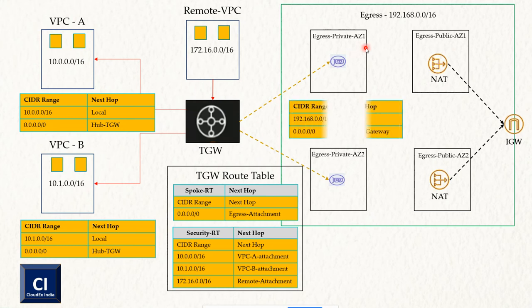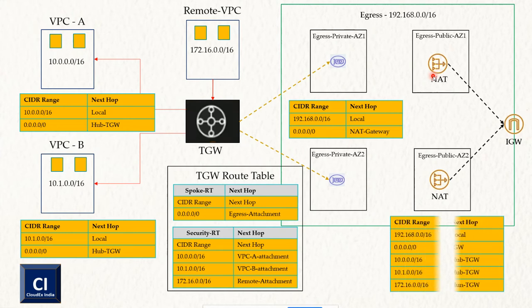In the egress VPC, I will create routes for the private subnet. The first is local and the second route will point to the NAT, which is 0.0.0.0/0 pointing to the NAT. In the public subnet, I will create another route. The first is local, the second is 0.0.0.0/0, which is pointing to the internet gateway. So if nothing matches this route table, what happens? All the requests will be sent straight to the internet gateway for the communication.